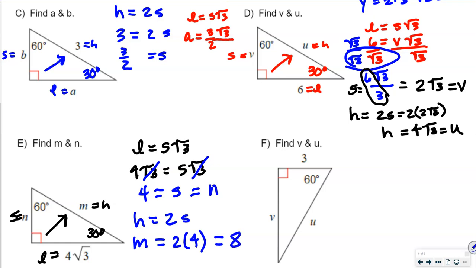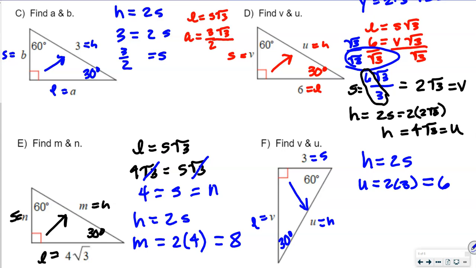One more and we're done. Okay, so here we go again. This is 30 degrees down here. This is our hypotenuse. This is my short leg. This is my long leg. So this time we're given the short leg, right? So we can use either formula. So H is equal to 2 times the short leg. So that means U is equal to 2 times 3. That's 6, right? Then we're going to find our L. L is equal to S square root of 3. So that's V is equal to 3 square root of 3. And we are done.